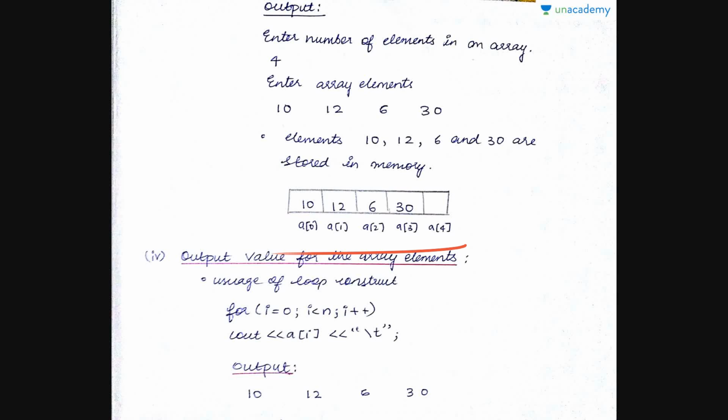Let us see how to output the array elements. Similarly, to output an array element we also use a loop. You can use any loop, but here we have used a for loop because it is simpler to use. Here we have for i equals 0 to n, i plus plus. Initially, when i is 0, we print a of i. This statement gets executed once, hence a of 0 gets printed, which is 10, and then i gets incremented, so i becomes 1 and a of 1 gets printed. Similarly the output of this program will be 10, 12, 6 and 30. Why is there a spacing? That's because here we have a tab, right? That's why we get a tab space between the outputs.